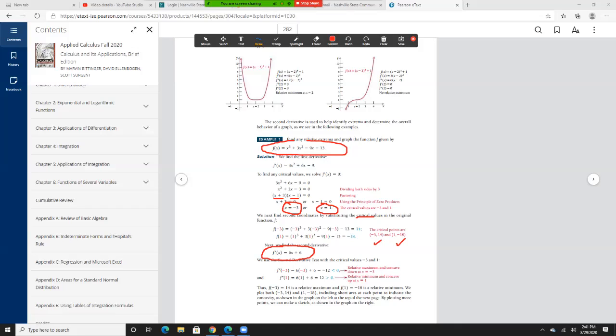What they chose to do was they chose to go ahead and plug in the -3 and the +1 to determine whether or not it's concave up or concave down. And if you plug in -3, you get -12, which is less than 0. So that means it's concave down at that point. And then when they plugged in +1, they got 12, which is greater than 0. And that lets me know that this graph is concave up at that point.